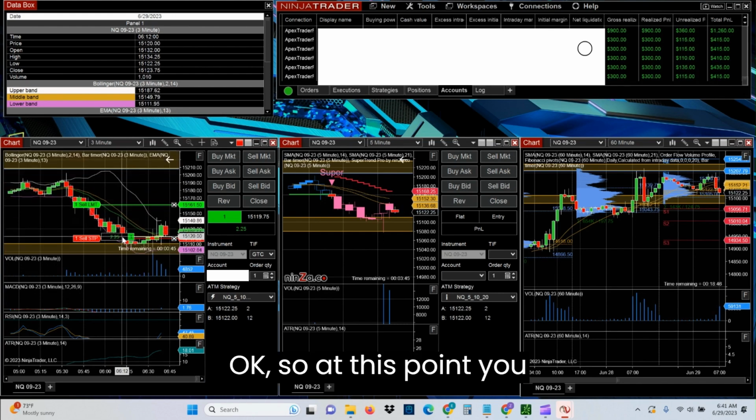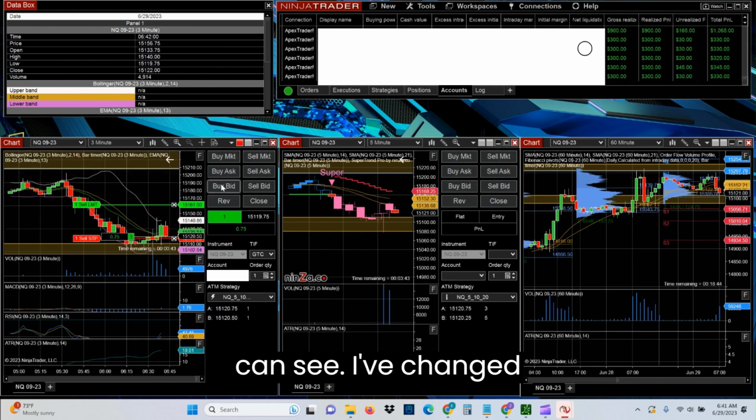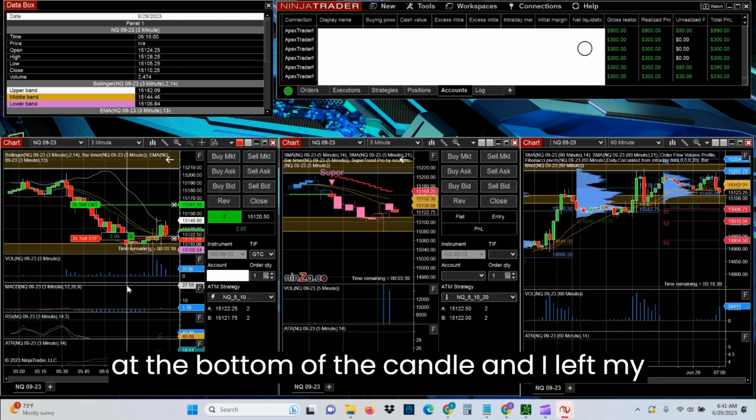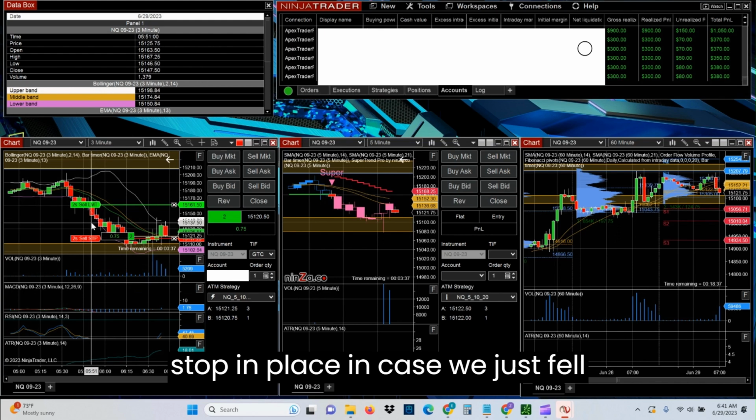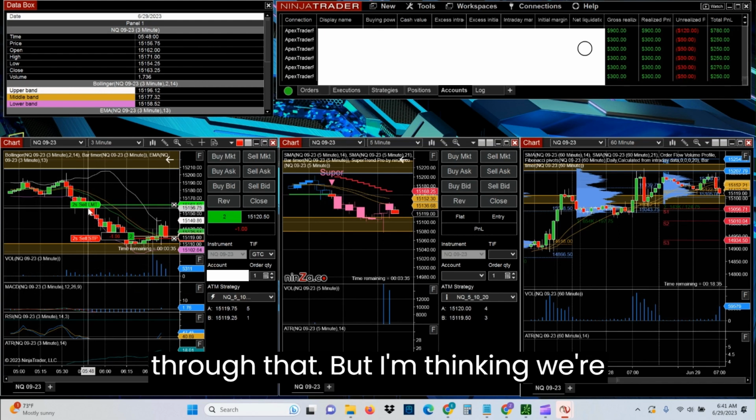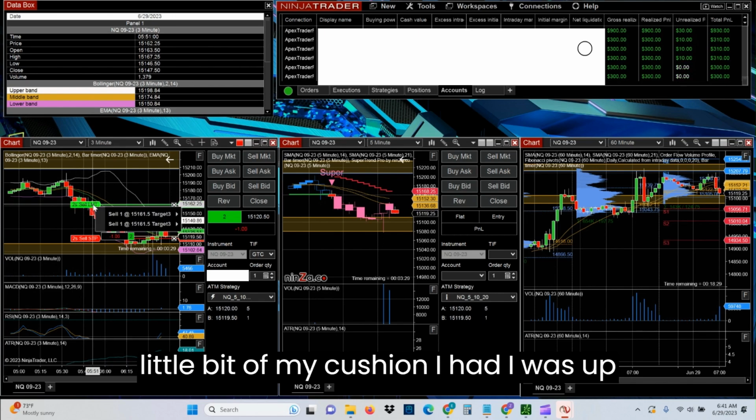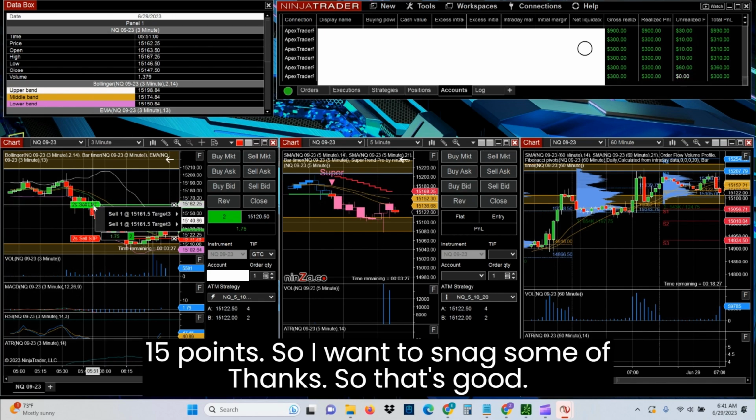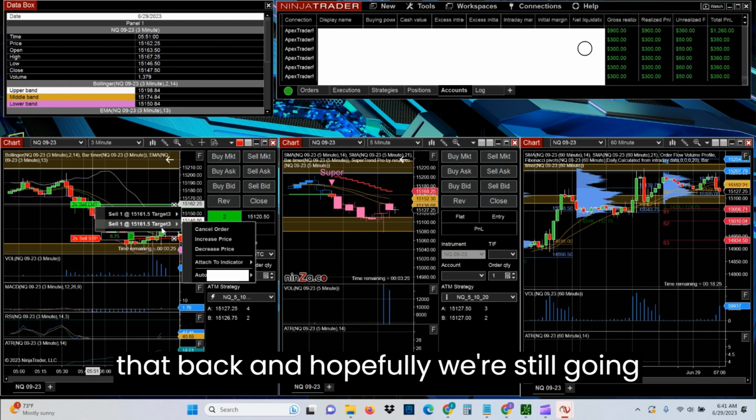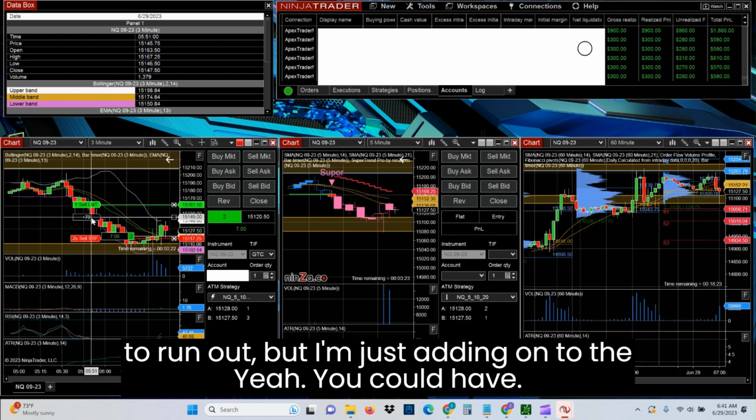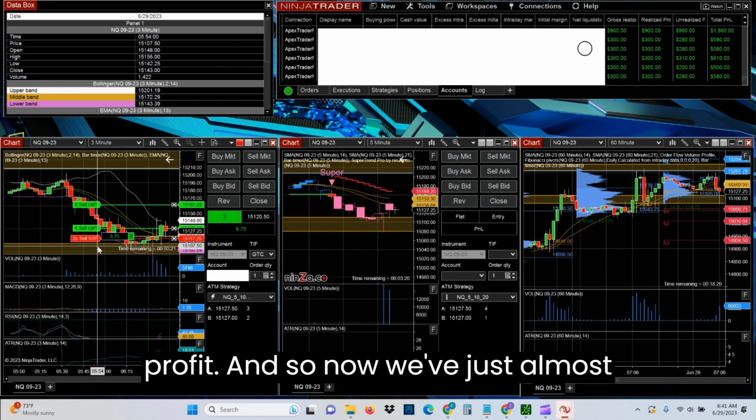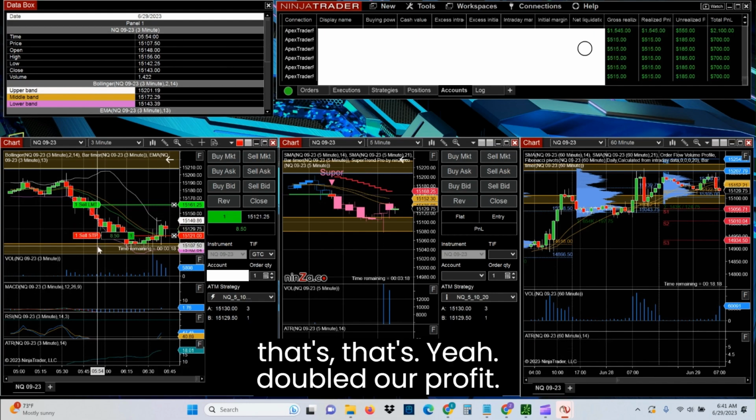Okay, so at this point you can see I've changed things up a little bit. I just added on at the bottom of the candle, and I left my stop in place in case we just fell through that. But I'm thinking we're holding this area so far, so I gave up a little bit of my cushion. I was up 15 points, so I want to snag some of that back, and hopefully we're still going to run up, but I'm just adding on to the profit. And so now we just almost doubled our profit.